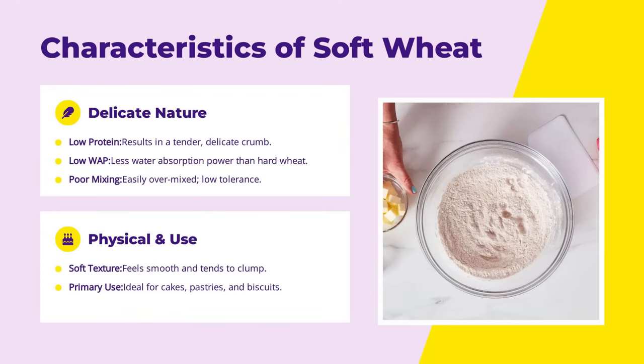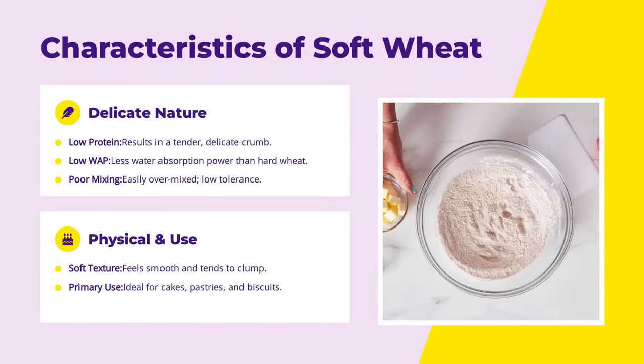The second characteristic is low water absorption power. Soft wheat absorbs less water than hard wheat, producing softer doughs and smooth cake batters. The next property is poor mixing tolerance. Since gluten development is limited, excessive mixing quickly damages the structure. Therefore, cake batters and pastry doughs should be mixed gently to obtain the best texture.